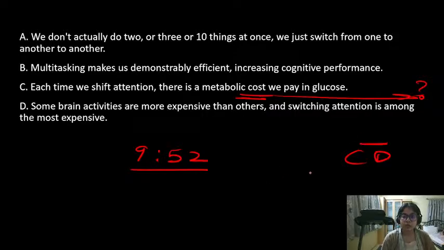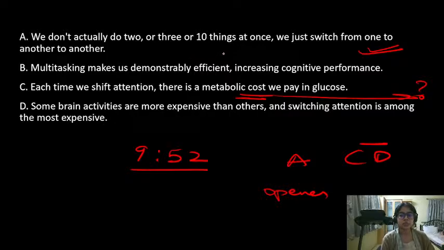Okay, it's talking about कि जब आप बदलना चाहते हैं, आप थोड़ा सा प्राइस पे करते हैं उसके लिए. बट इसका मेरे को ओपनर ढूंढना पड़ेगा. A sentence that introduces this element or these sentences are A. Right, so A should come here. Right, this is a perfect opener. We don't actually do 2 or 3 or 10 things at once. We just switch from one to another to another.